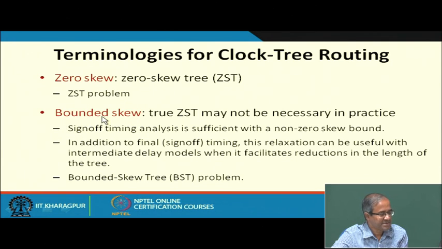Well, we shall later see that during the back-end design we have a process called sign off, meaning we analyze all the relevant timing delays in the circuit, and we say that everything is in order if the maximum delays are within a certain limit. So this bounded skew model helps us not only for the final sign off, but also during intermediate steps that can help in reducing the length of the tree, because to make a clock tree exactly 0 skew, maybe you may have to make some tree lengths longer.